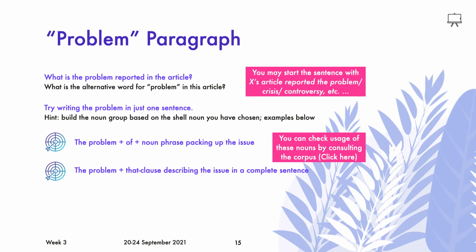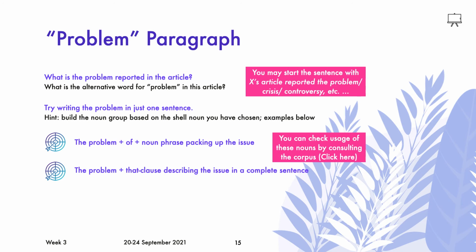If you are looking for varieties, what are the alternative words for problem in this article? You may start the sentence with something like, "Veil and Waymar's article reported the problem, the crisis, the controversy, the debate," and so on. It's up to you. And for conciseness, sometimes we call it concision, I myself prefer conciseness, try writing the problem in just 1 sentence.